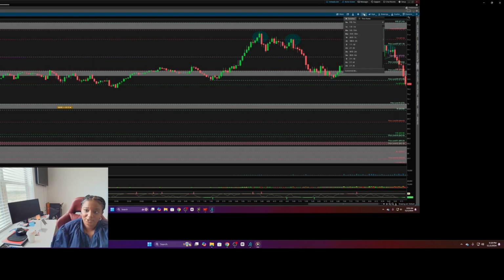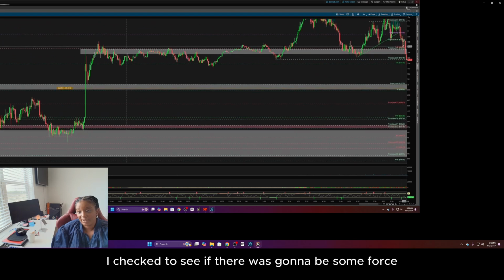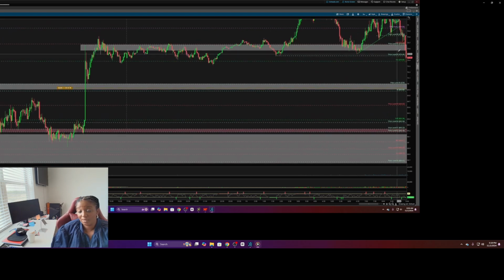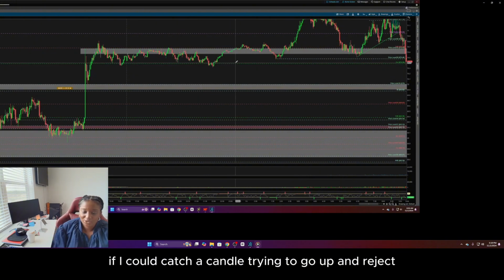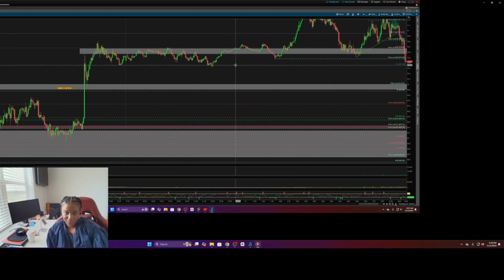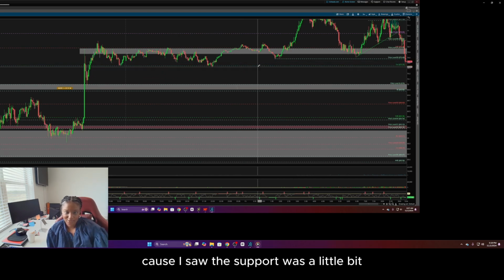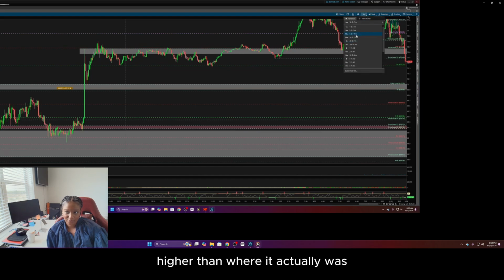All right, so what I'm doing now is checking out the higher time frames. On the lower time frame, I checked to see if there was going to be some form of retest, like if I could catch a candle trying to go up and reject. So I started looking at the 3-minute, and I moved that because I saw the support was a little bit higher than where it actually was.